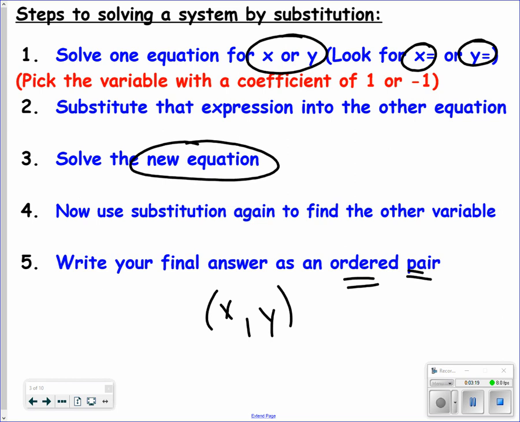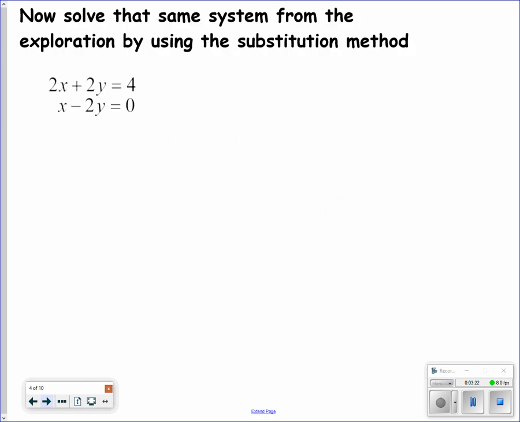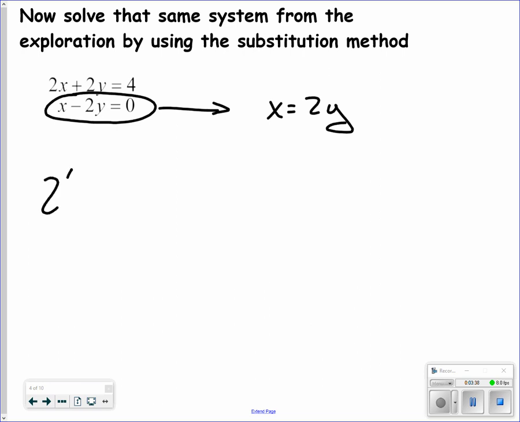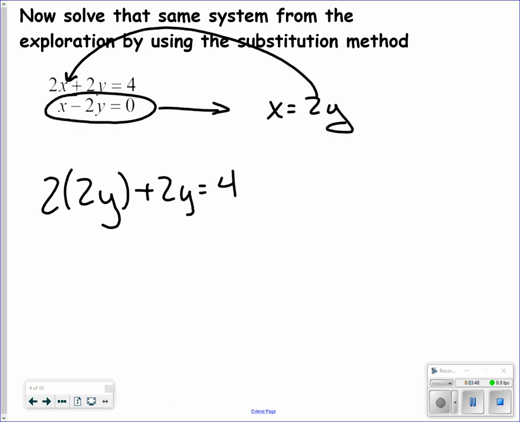So let's go through a problem here. First thing I want to do is solve for x or solve for y. Notice that the bottom equation, I could solve this easily for x. So I can add 2y. And so in place of the x in the other equation, I am now going to put 2y. So notice this 2y is going in place of that x. Now, solve like you would normally solve.